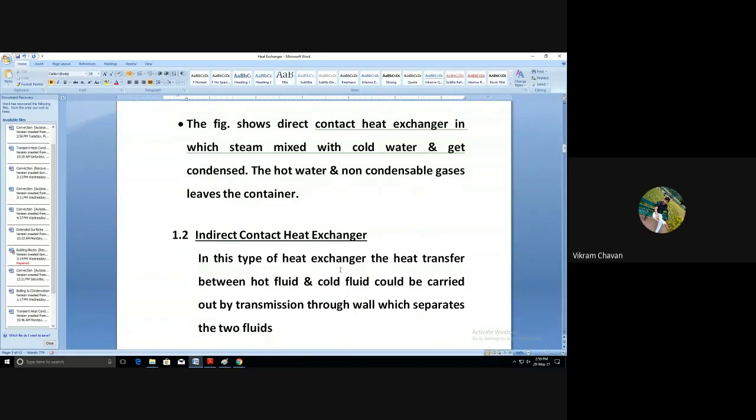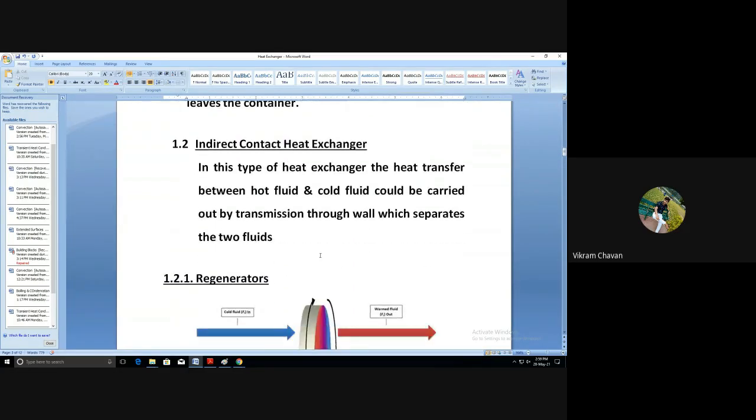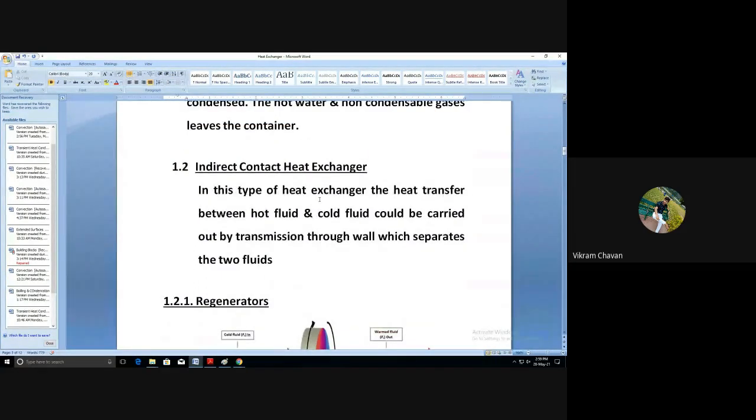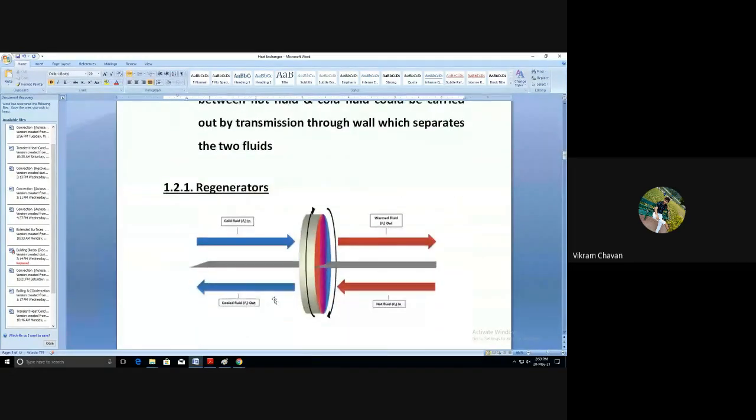Now further, this indirect contact type of heat exchanger is classified as regenerators and recuperators. So what is meant by a regenerator? Consider this particular picture and try to understand it. A regenerator, as its name implies, regenerates the energy. So how will it regenerate the energy?